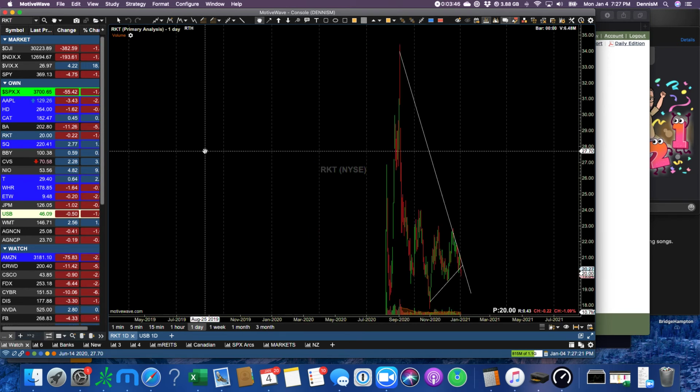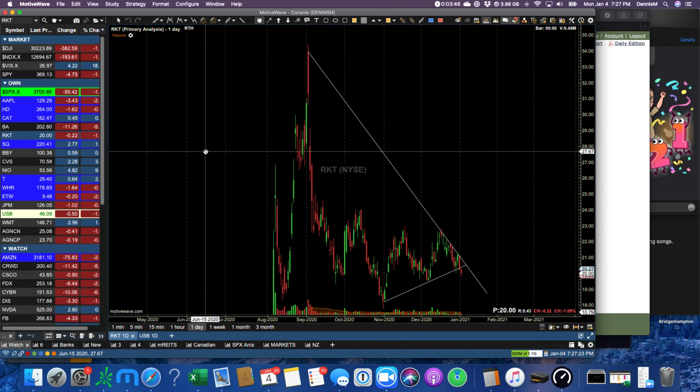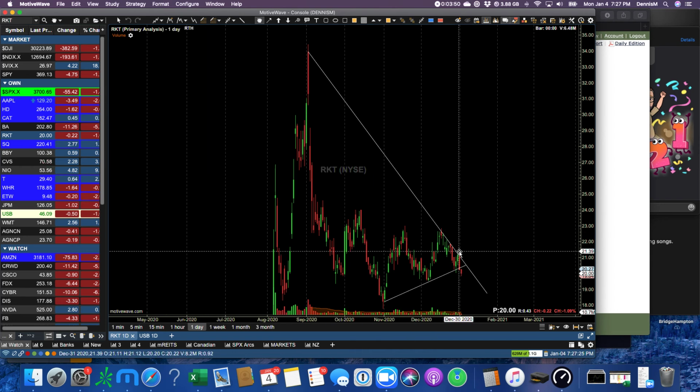The other one, RKT, has fallen out of this wedge. So Andy had that on his trading list. It would be a short right now. I wouldn't be looking to buy it.